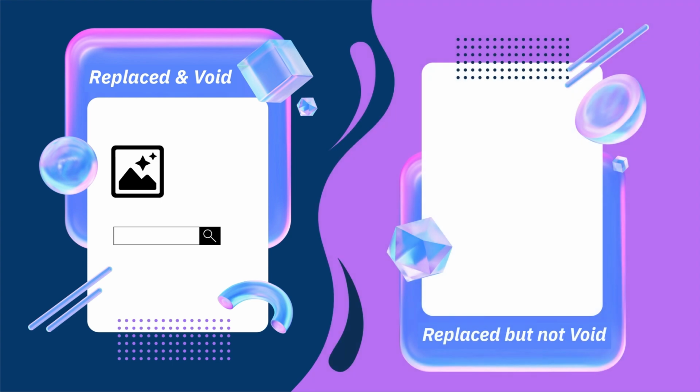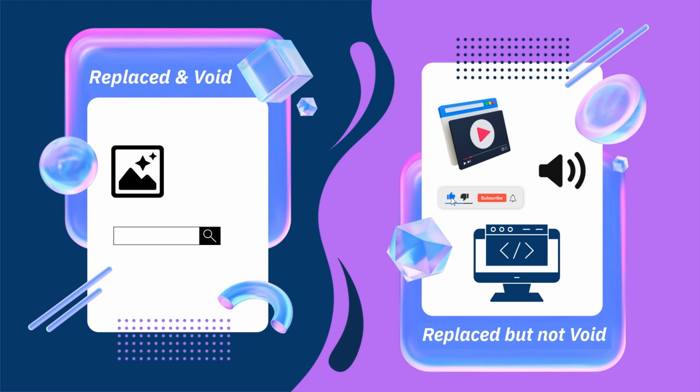Let's clarify the connection between replaced and void elements. Many replaced elements such as image and input are also void elements. This means they are replaced by external content and are self-closing. Some replaced elements like video, audio, object, and iframe are replaced by external content, but they do have closing tags and can contain fallback content.